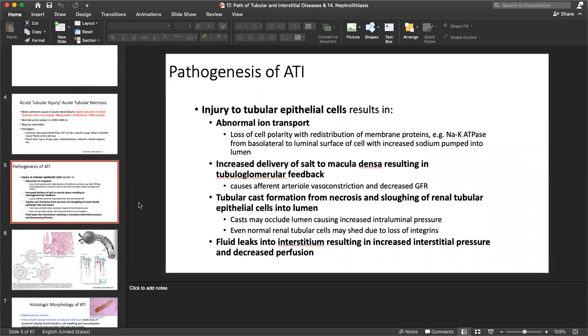So ATI, ATN, same thing. It's going to have injury to the epithelial cells with abnormal ion transport, and then increased delivery of salt to the macula densa, resulting in tubuloglomerular feedback, and then cast formation with necrosis and sloughing of the renal tubular cells into the lumen. It's going to result in increased interstitial pressure and decreased perfusion.